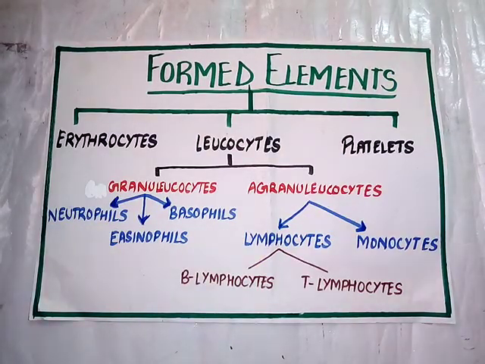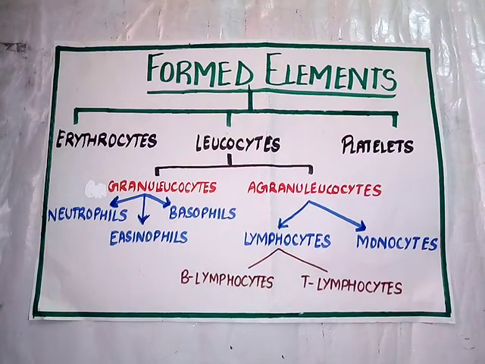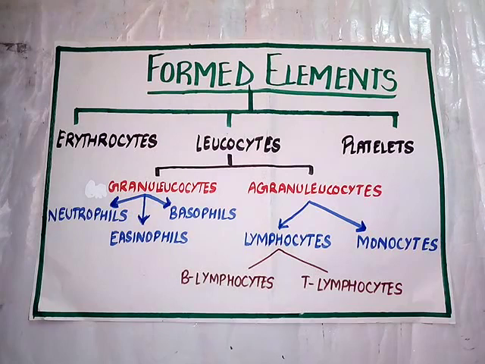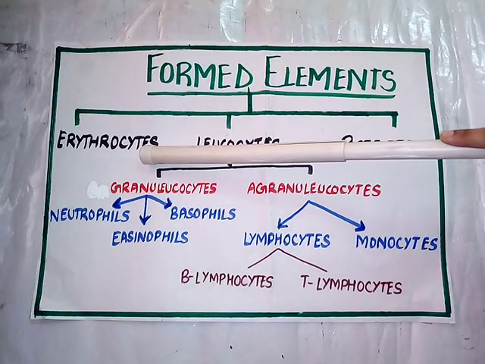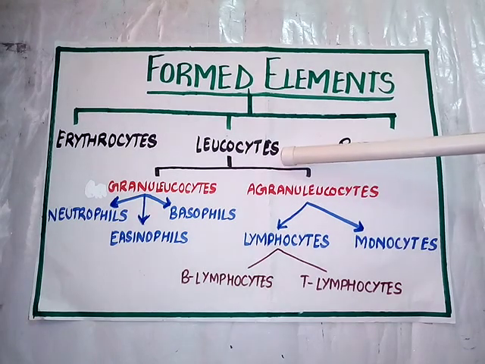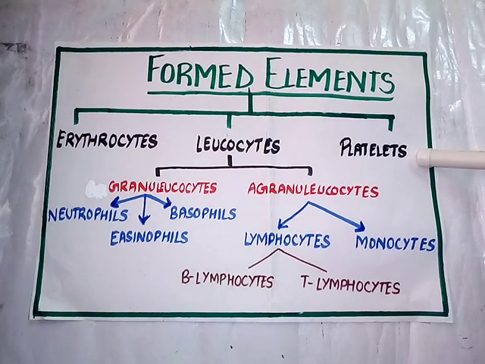The third main component is formed elements. So, the formed elements constitute erythrocytes, also known as red blood cells or RBCs, leukocytes, also known as white blood cells or WBCs, and platelets, also known as thrombocytes.